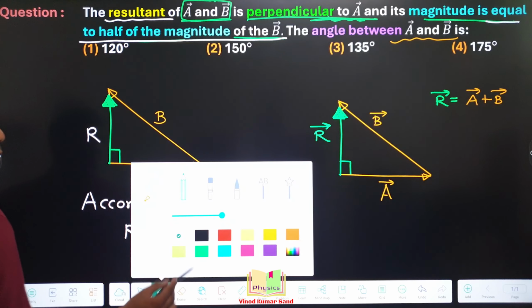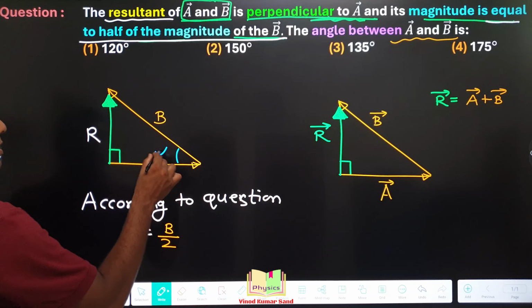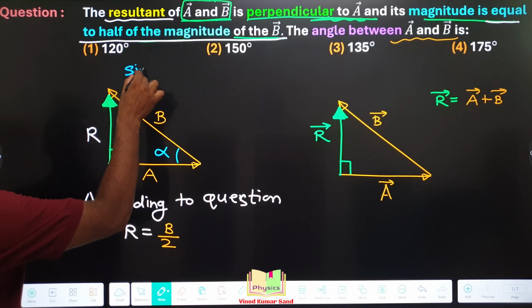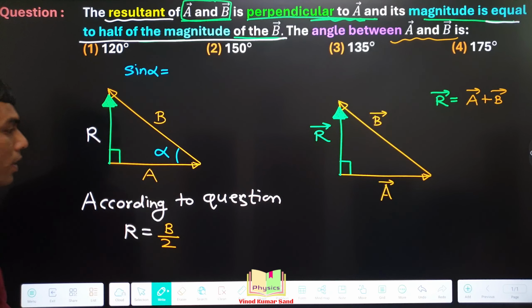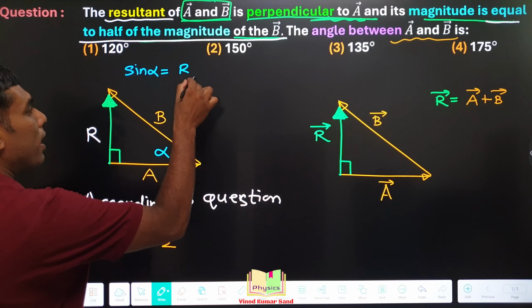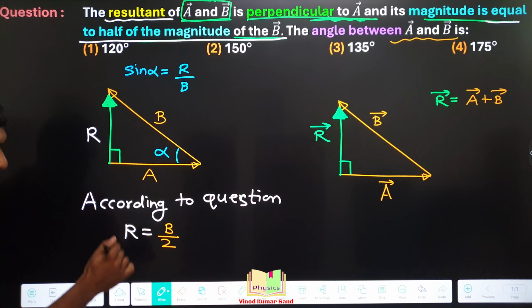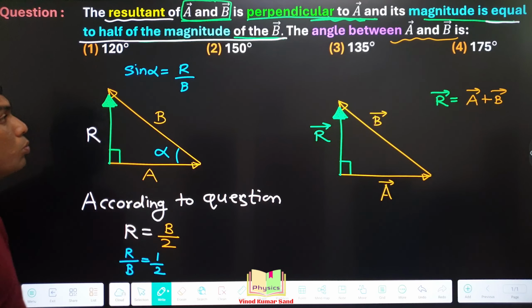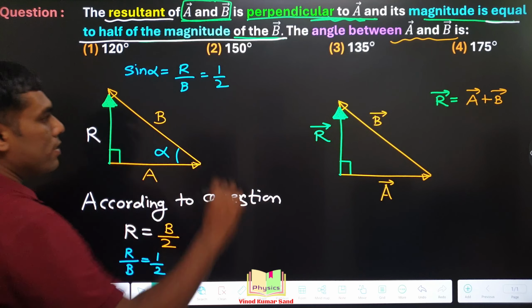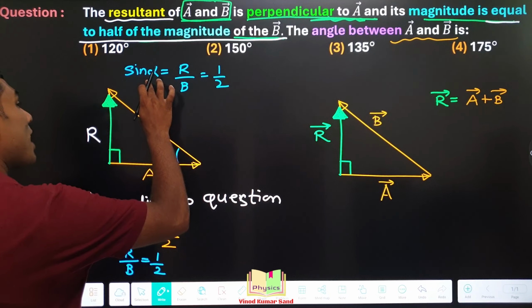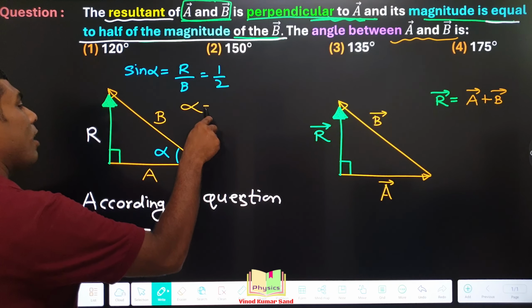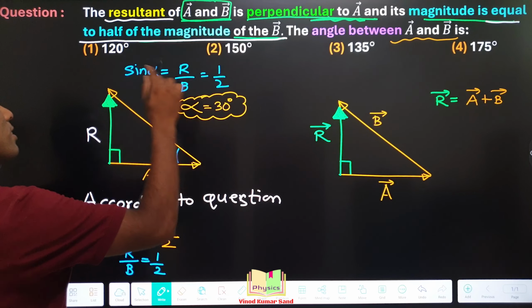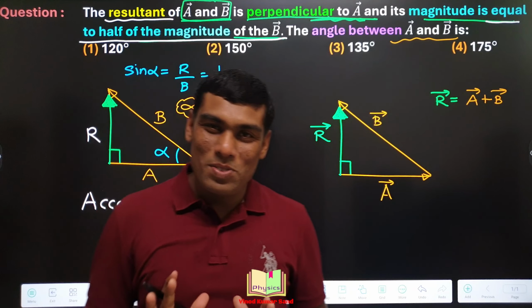Agree? Now suppose this angle we consider as alpha. We consider the sine alpha in this triangle. How much is sine alpha? Sine alpha will be equal to R by B, and R by B is actually 1 by 2. So R by B can be replaced as 1 by 2. If sine alpha is 1 by 2, anyone can tell how much is alpha. Correct, it should be 30 degree, because sine 30 degree becomes half.